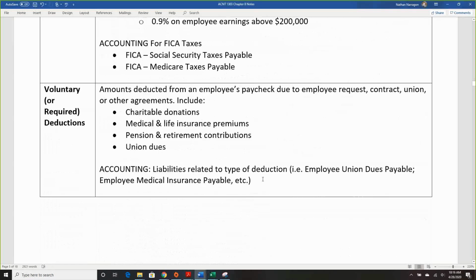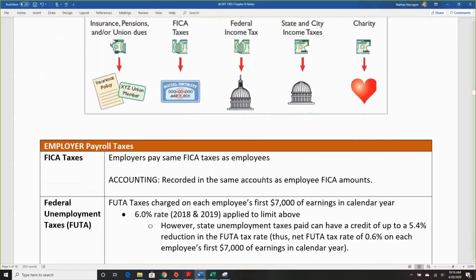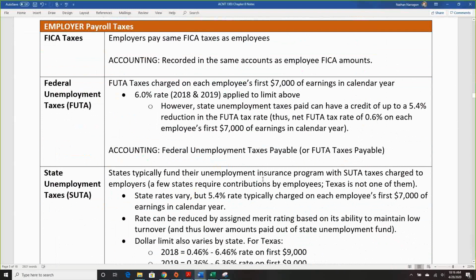And of course, here's your voluntary. And then the employer side has a couple more items that they focus on with payroll. And that includes FICA. When we look at that, they also pay the same amount as you paid for FICA for Social Security and Medicare. So they will also pay the 6.2% and the 1.45%.